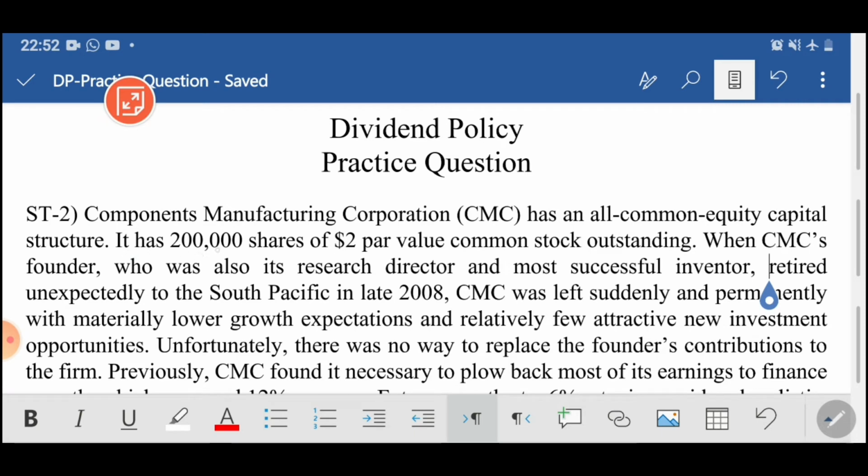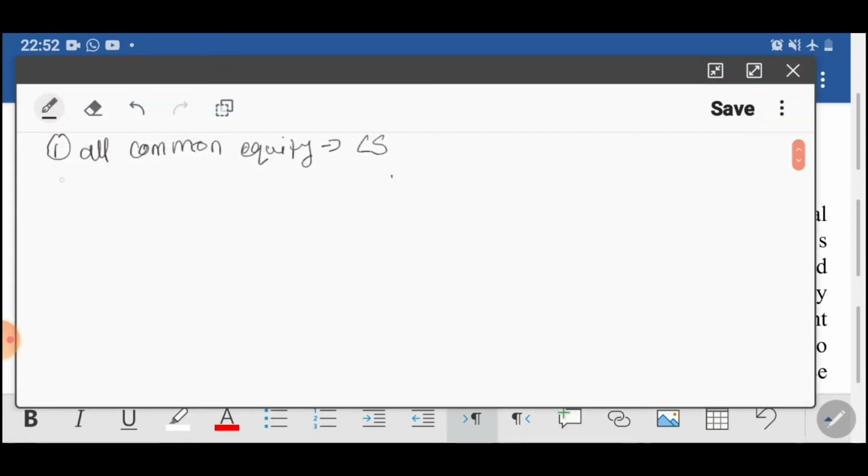Now it has 200,000 shares of $2 par value common stock outstanding. How many shares are there? Number of shares is 200,000 with a par value of 2.